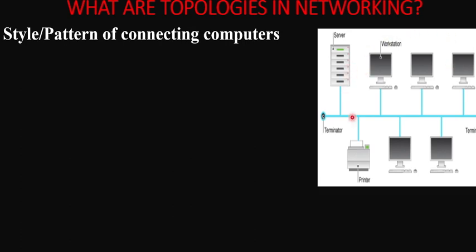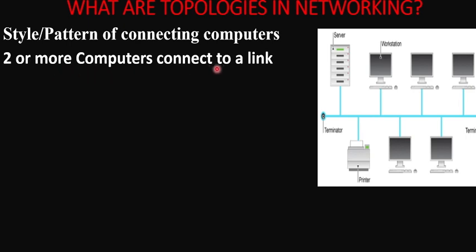Now you can see over here in this diagram there are 5 computers, one is a server and one printer is connected. Now all these devices are in the same network. And how are they connected? Using the LAN cable or wire. Now how they are connected, using which style or pattern, that is called topologies.